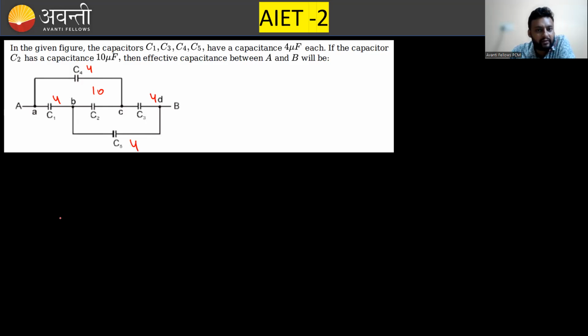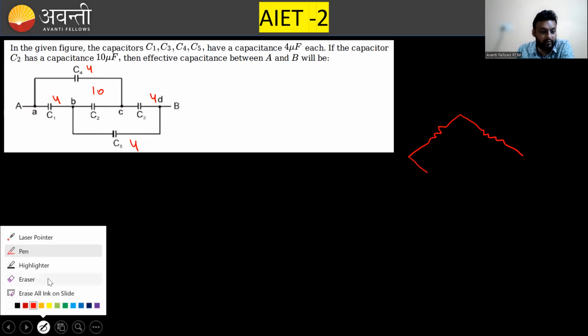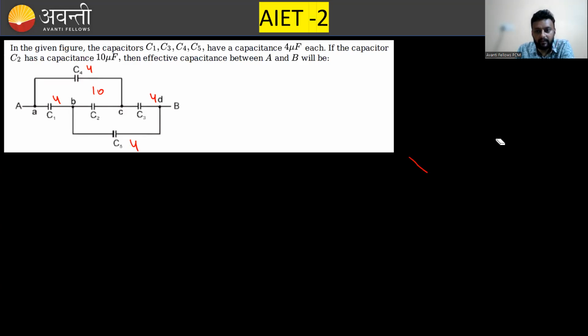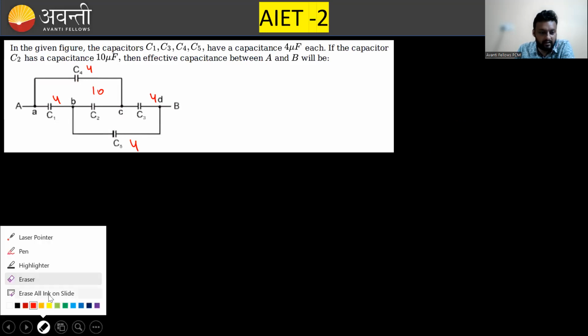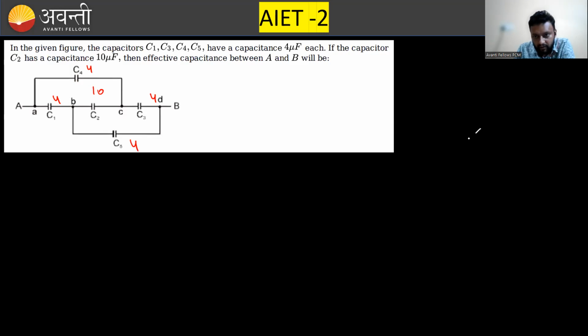Then the effective capacitance between A and B will be, okay, this is nothing but a Wheatstone bridge. How can you draw it? This is a Wheatstone bridge. Okay, I am drawing it with resistors only. My bad. This is a Wheatstone bridge of capacitors. You can redraw the diagram, something like that.